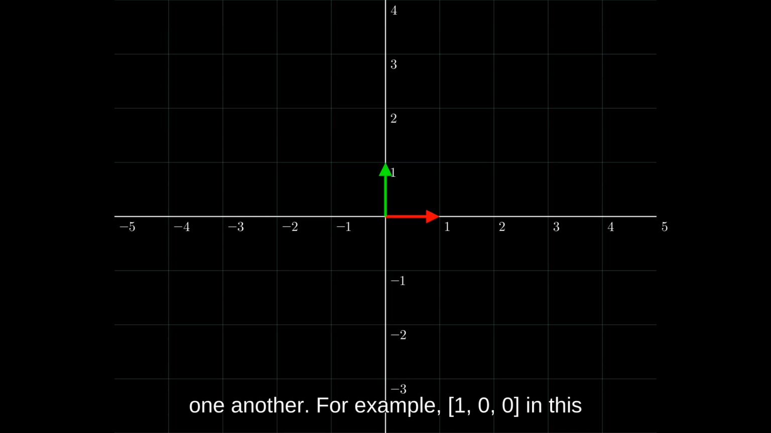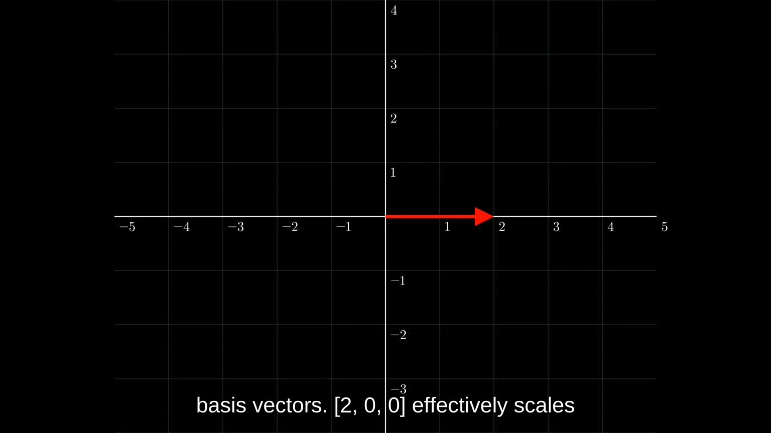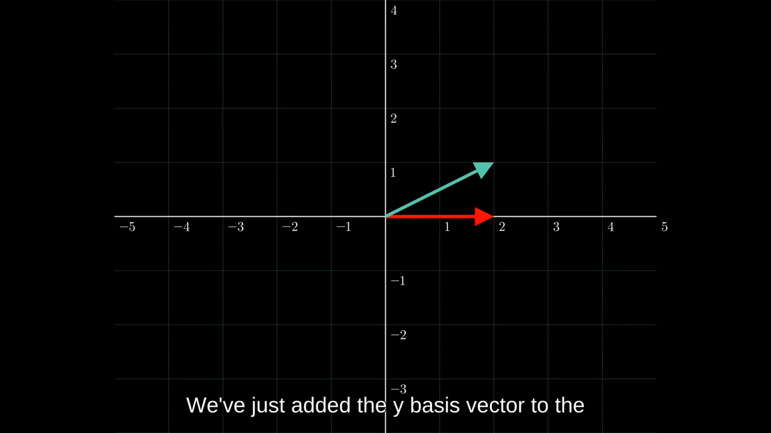For example, 1, 0, 0 in this coordinate frame is just 1 times this basis vector plus 0 times the other two basis vectors. 2, 0, 0 effectively scales that x basis vector by 2, leaving us with this. Let's go back to the 2, 1, 0 vector. We've just added the y basis vector to the previous result, leaving us here with this vector.